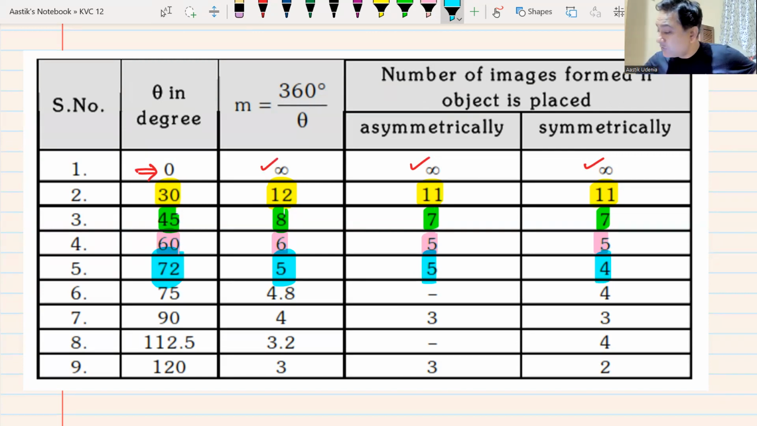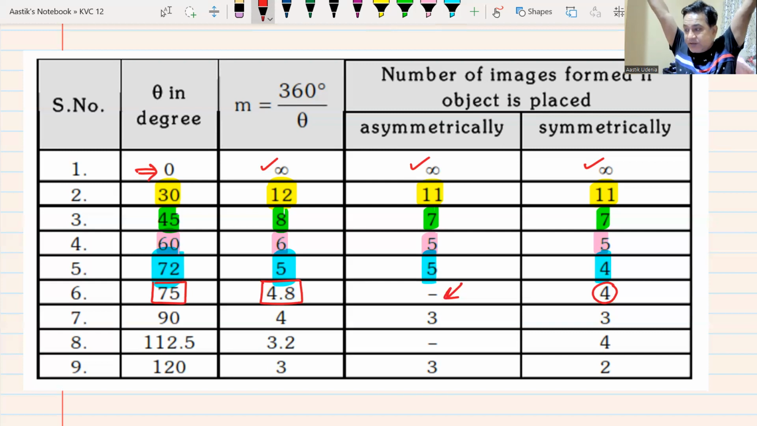Then let us talk about one more, 75 degrees. If I take 75, you will have a fraction, 4.8. Asymmetrically, we don't have any concept. Symmetrically, you will have to look for the nearest even integer. And the nearest even integer is 4, and hence the answer is 4. Can I have raised hands that the point is getting clear with all these examples? Great.